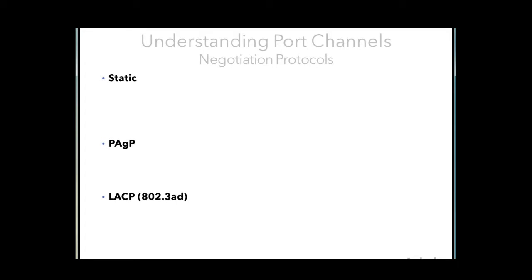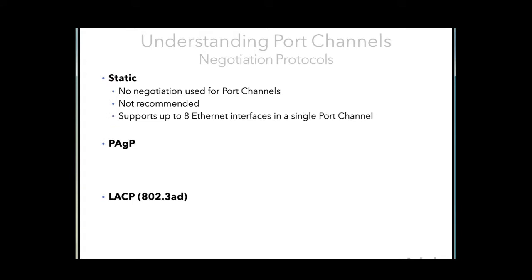To use port channels, there are two types of negotiation protocols or encapsulations that can be configured. There is PAgP and there is LACP. Or you can statically build the port channel without any negotiation. A static port channel is typically not recommended for data center environments since it is not doing any kind of monitoring or using keepalive messages for reporting its health. Furthermore, it only supports up to 8 Ethernet ports in a single port channel, so there are some limitations.